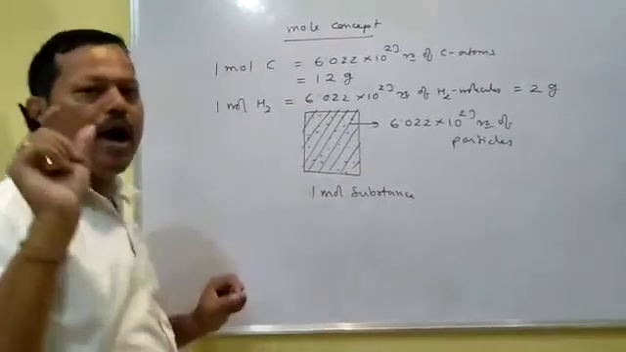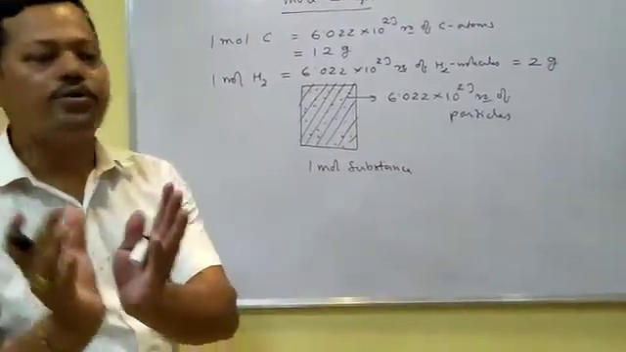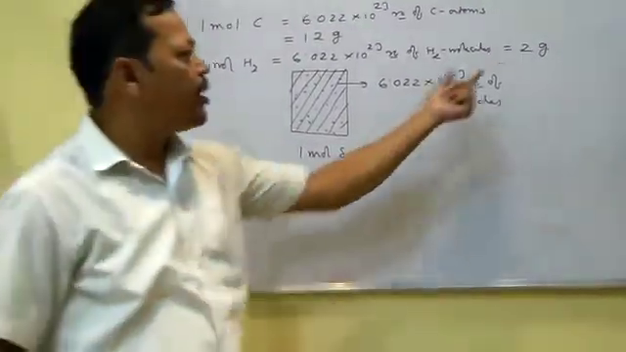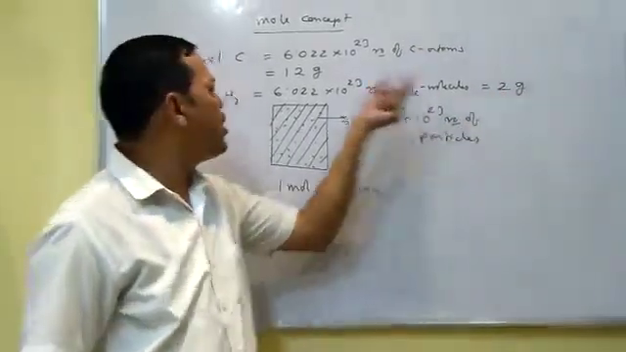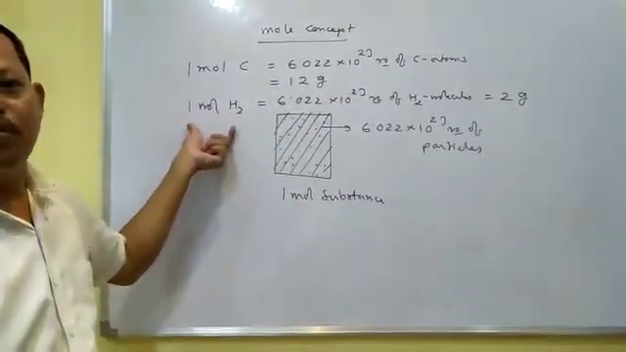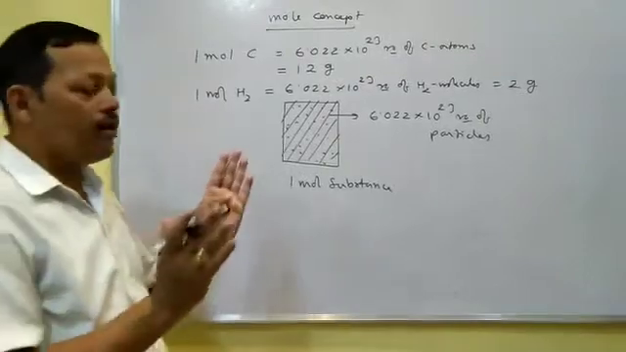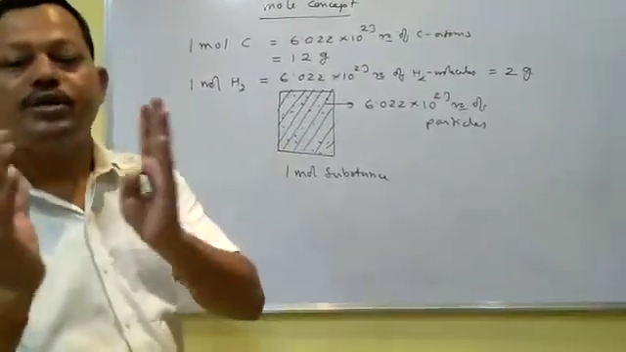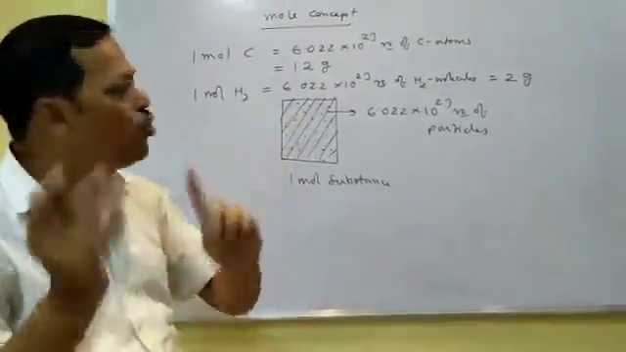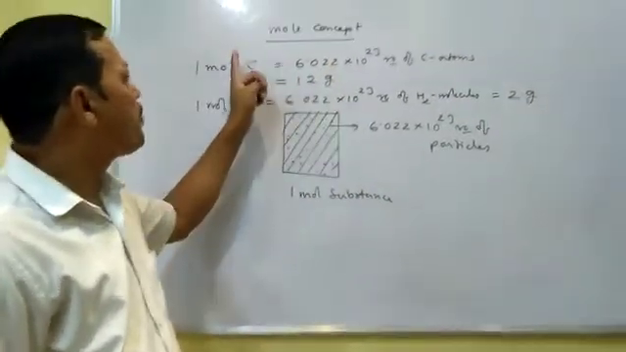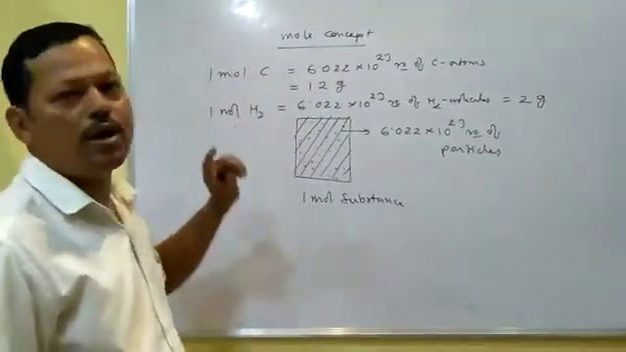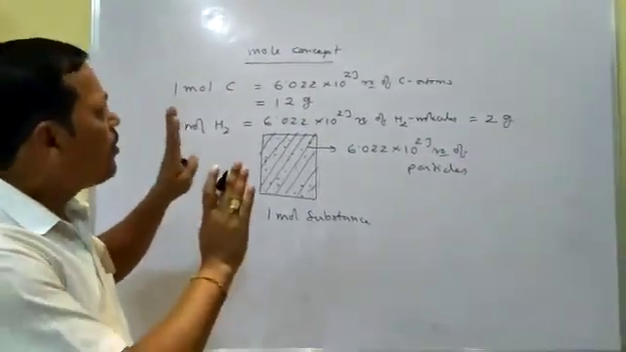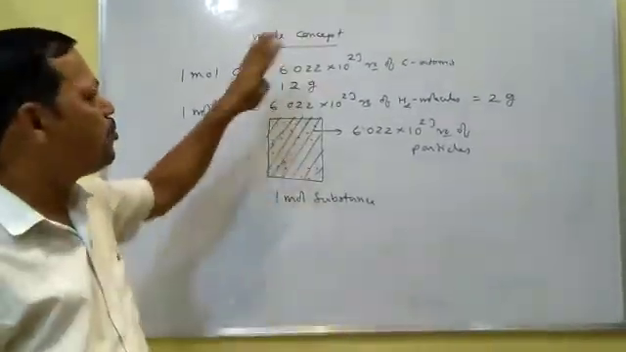So if I asked you to collect 1 mole hydrogen, how much hydrogen will you collect? You have to collect 2 gram hydrogen, and that 2 gram hydrogen represents 1 mole. So in this way, if you know the atomic mass or the molecular mass of the substance, then you can find out how much you have to collect for 1 mole. So this is a little bit of idea about mole concept.